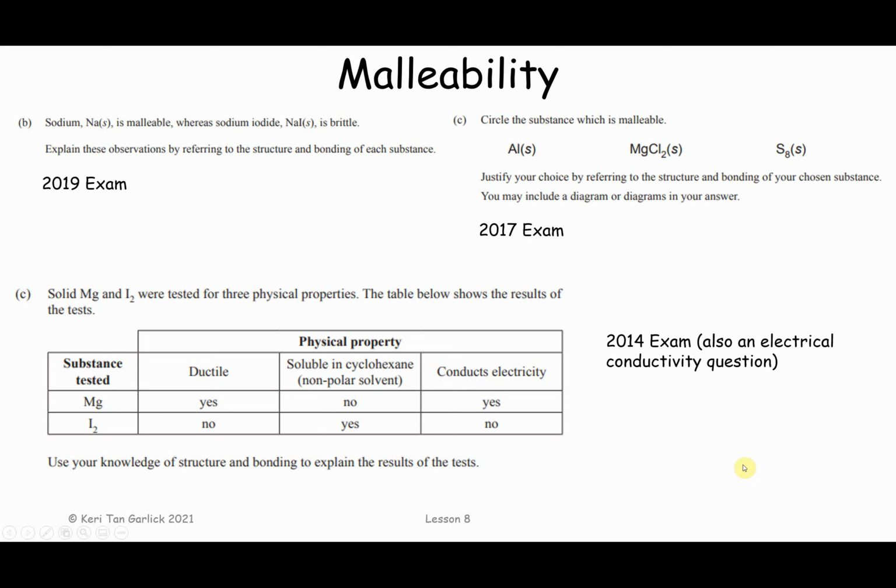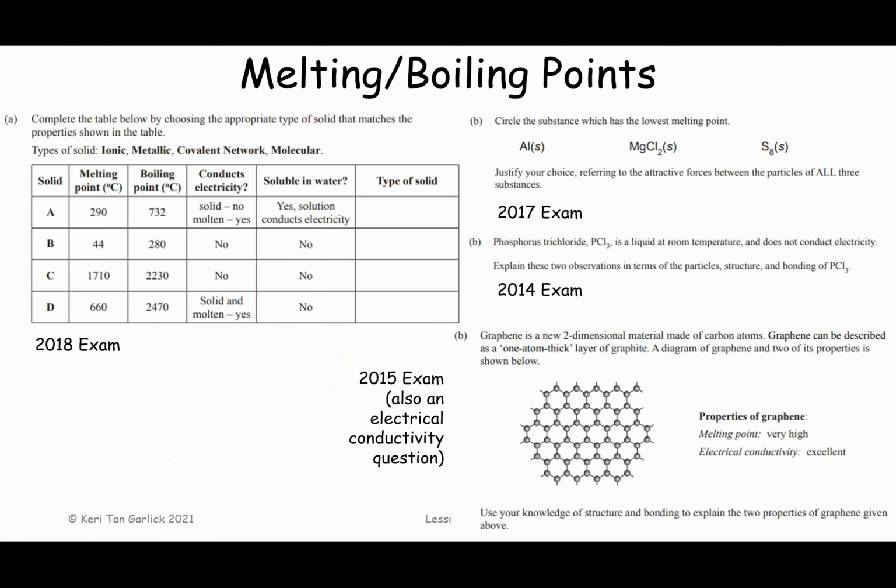And again, like they said, they chop and change a lot of things. So even though they are asking about ductility, they'll also ask you to compare solubility and electrical conductivity. So be mindful that the property isn't always in isolation. It could be part of like a multi-layer question.